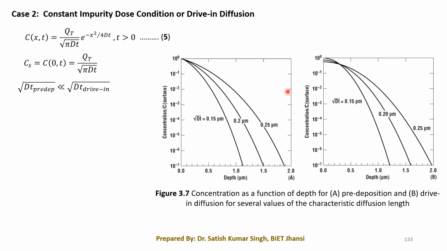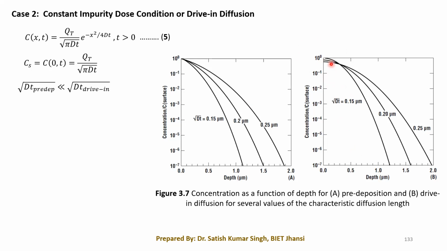On the other hand, the second case is the drive-in step, or drive-in diffusion process. In this case the source is now shut off, turned off, so no supply is maintained any further. When the supply is no longer maintained, whatever the total dose is, that total dose will be a constant.